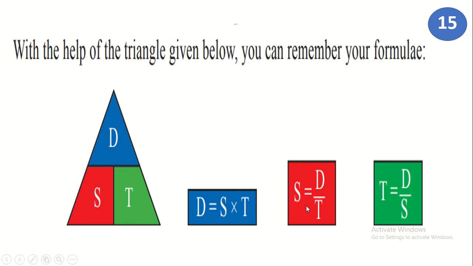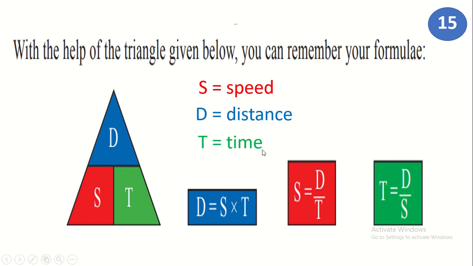And for S, you divide letter D and T. You have here divide. And for letter T, divide letter D and S. Correct, students? The same. Letter D, letter S, and T, where S is the speed. Remember that S is for speed, D for distance, and T for time.